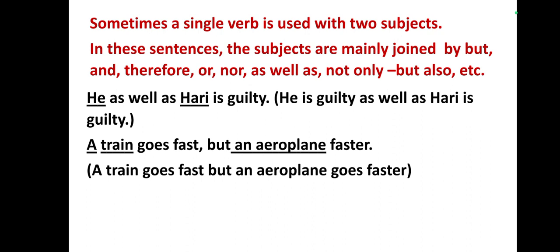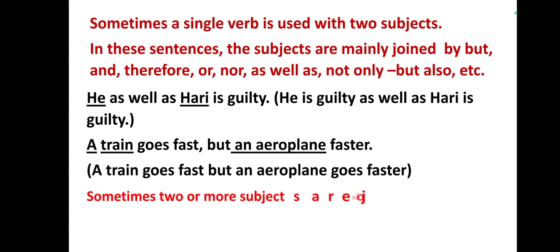Now see the second example. A train goes fast but an aeroplane faster. Here same thing is there. We have two subjects, train and aeroplane, but the verb is single and that is goes. So we can write this sentence this way also: a train goes fast but an aeroplane goes faster.